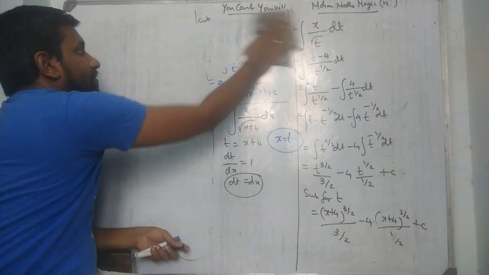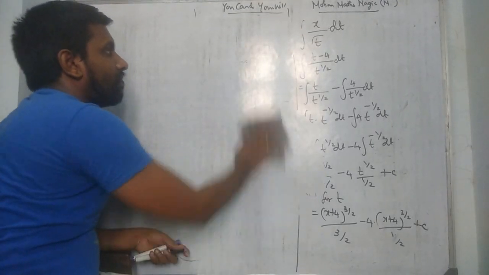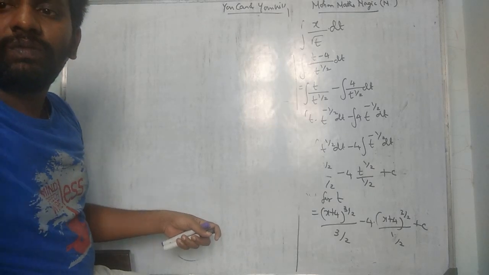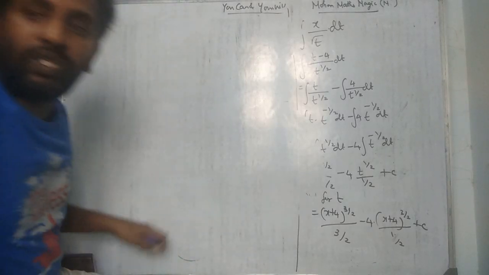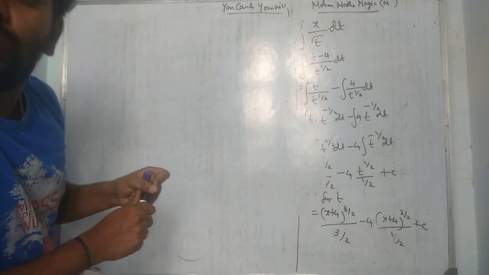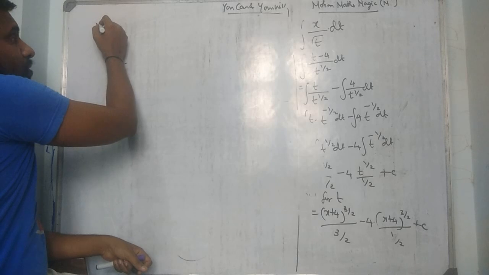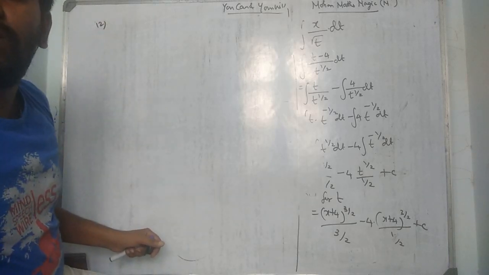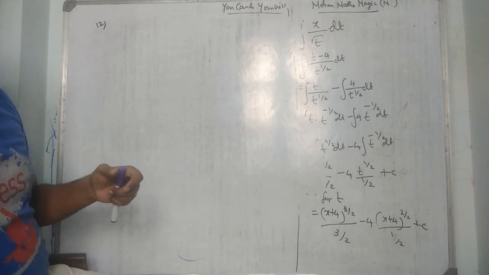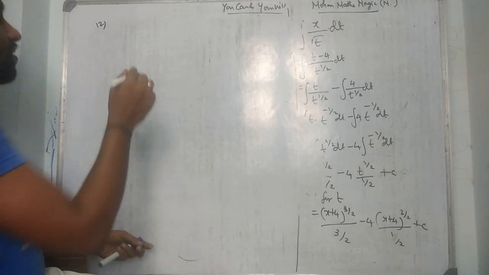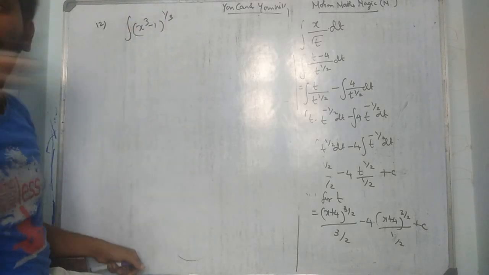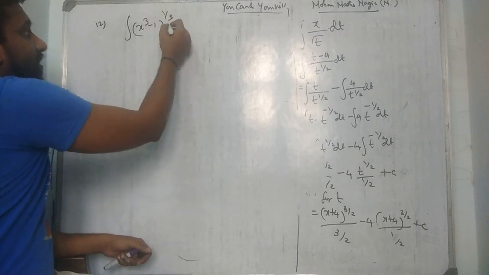12th sum is like this. Integration of x cube minus 1 whole to the power 1 by 3 upon x to the power 5.